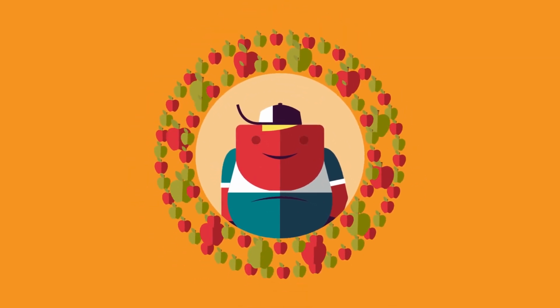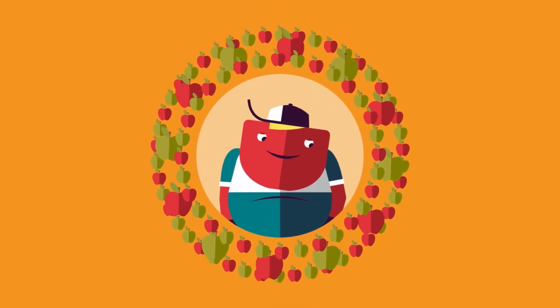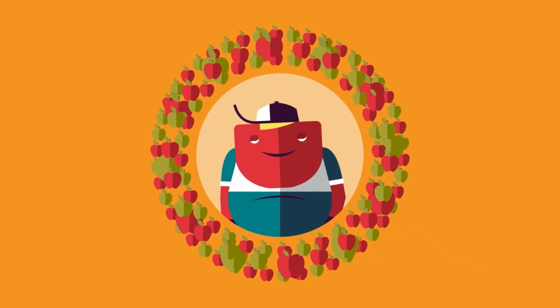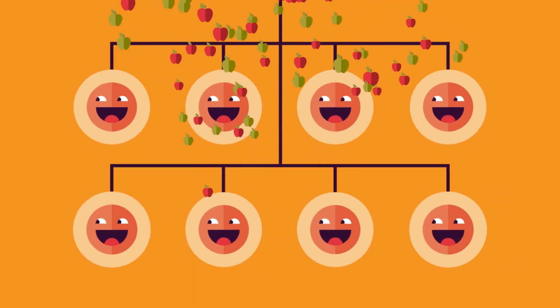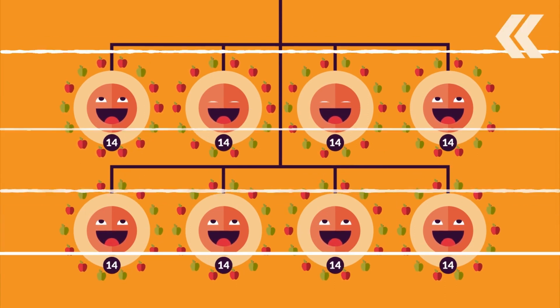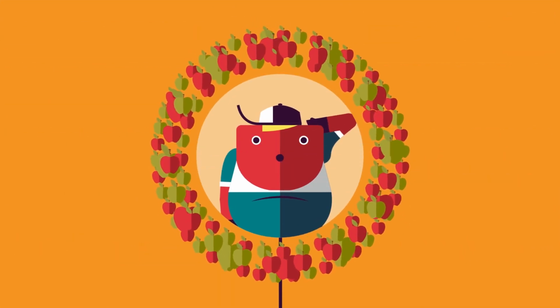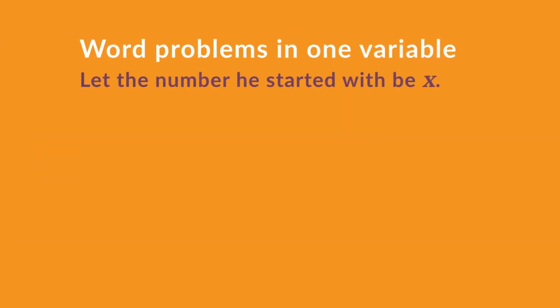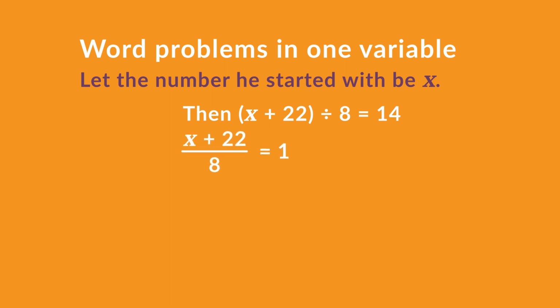For a real-world scenario, let's say James has a certain number of apples and is given another 22. He divides the apples he has between 8 people, giving each of them 14 apples. How many apples would he have started with? Let's call the number of apples he started with x. Then x and 22 added together and then divided by 8 is equal to 14. This can be written in fraction form.